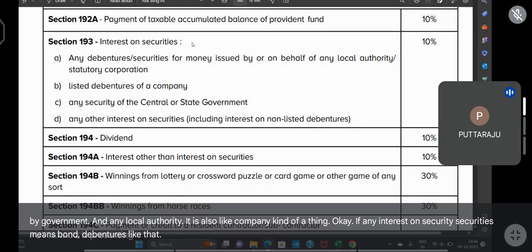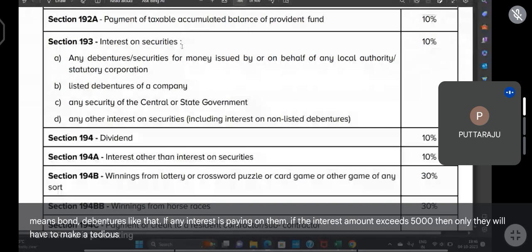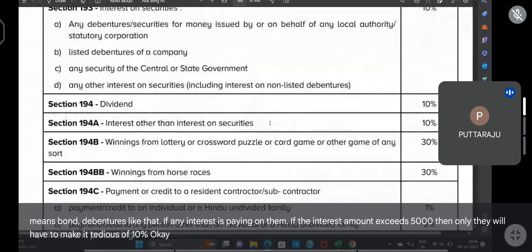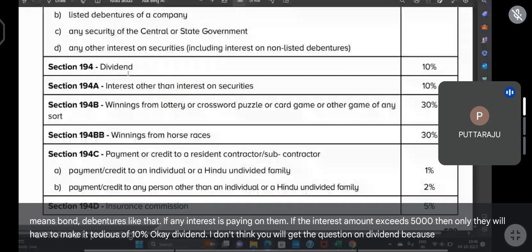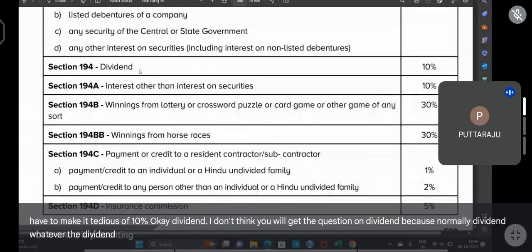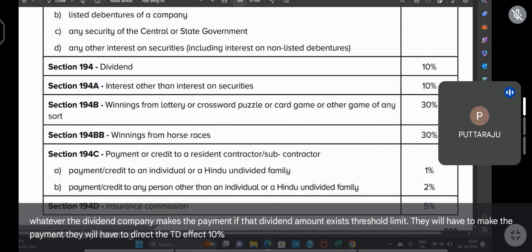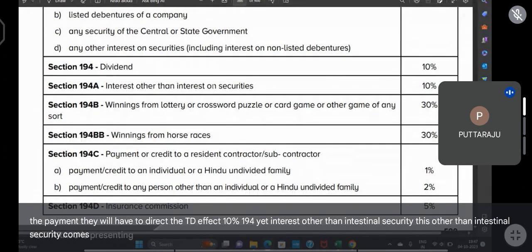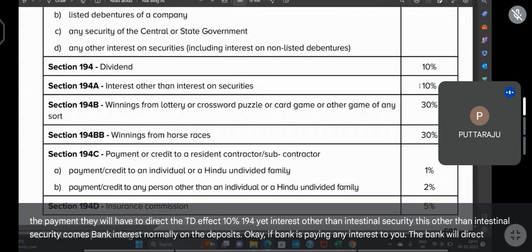If any interest is paid on them, and the interest amount exceeds 5,000, then only will they have to deduct TDS of 10%. Dividend, I don't think you will get a question on dividend. If the dividend amount exceeds the threshold limit, the company will have to deduct TDS at 10%. 194A, interest other than interest on securities. This normally means bank interest on deposits. If the bank is paying any interest to you, the bank will deduct TDS at 10% and pay the balance.